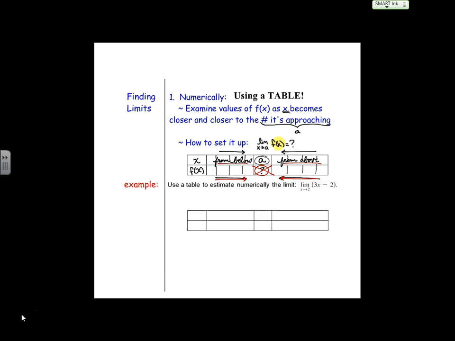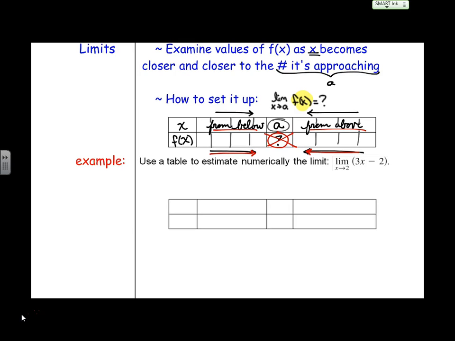So let's go ahead and give an example. So, you guys, in your y equals, you see a function in this example, 3x minus 2. I want you guys to go ahead and plug in 3x minus 2 into your graphing calculator. Question. What should I plug in for my a value for this example? Good. 2. Good.